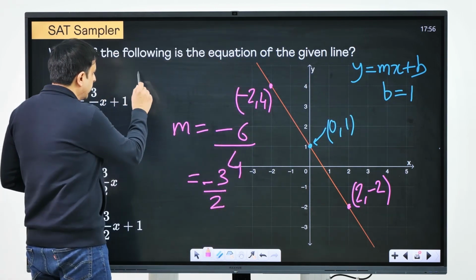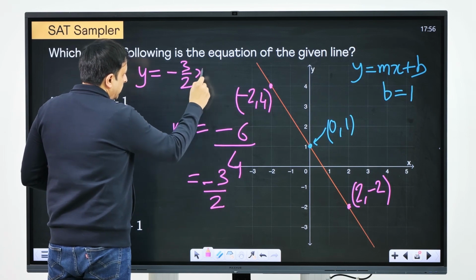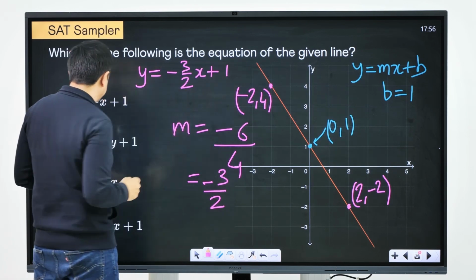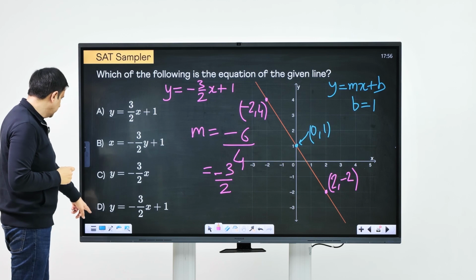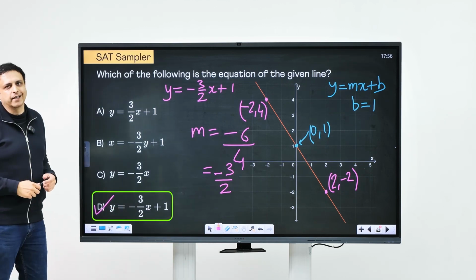So the equation of the line will therefore be y is equal to negative 3 over 2 x plus b, or plus 1. So let's see which one of these is correct. So y is negative 3 over 2 x plus 1. So option D is the correct answer.